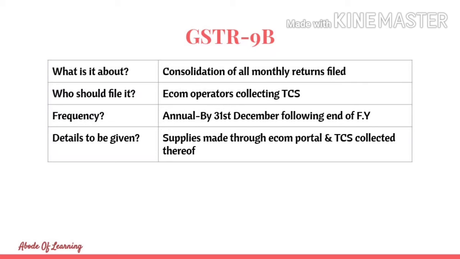GSTR 9B. This is a return that has to be filed by e-com operators who are supposed to collect TCS. Now, this is also a consolidation of all monthly returns filed, and this has to be filed annually by 31st December after the end of the financial year. The details to be given are supplies made through the e-com portal and TCS collected thereof.